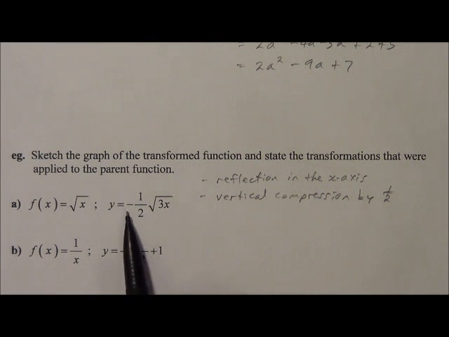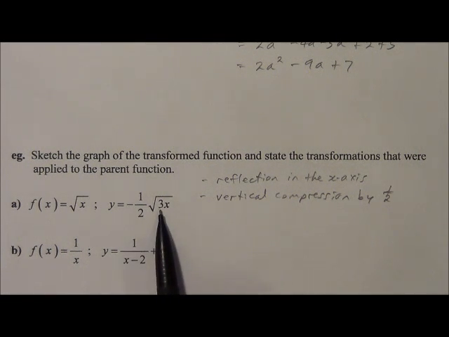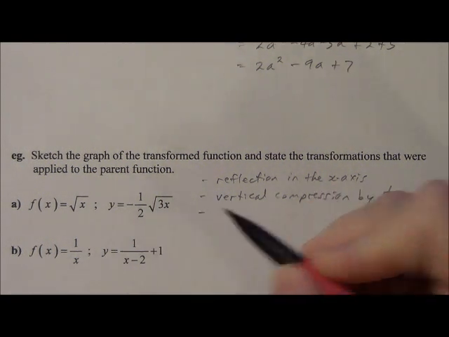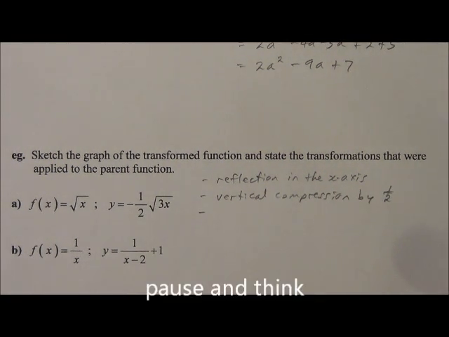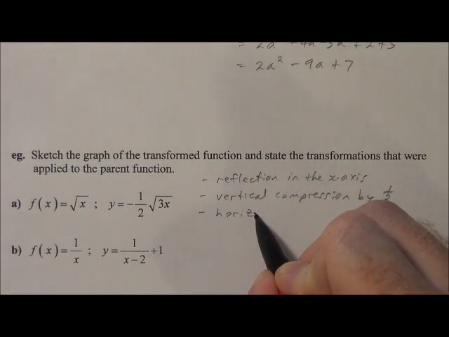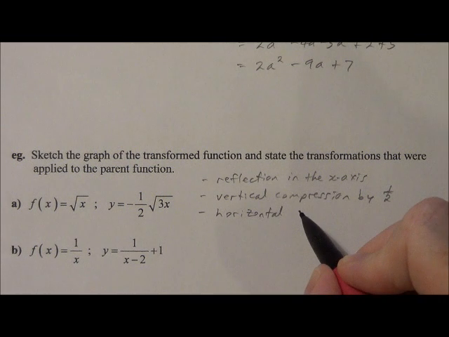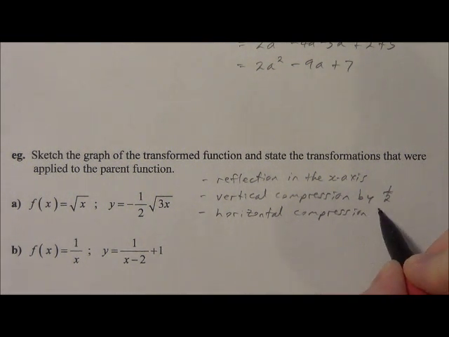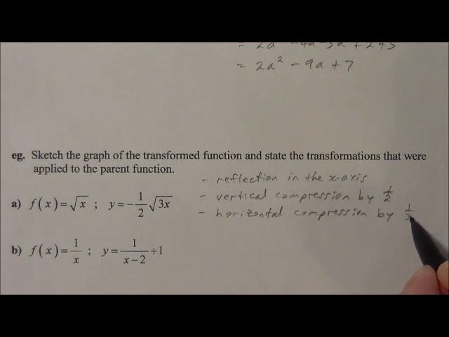So we got the negative, we got the 1/2 out front, then we've got this 3 inside with the function. What does that 3 do? That is a horizontal compression by 1/3. We'll take a look at the graphs in a second.